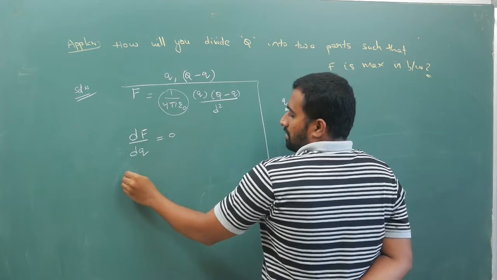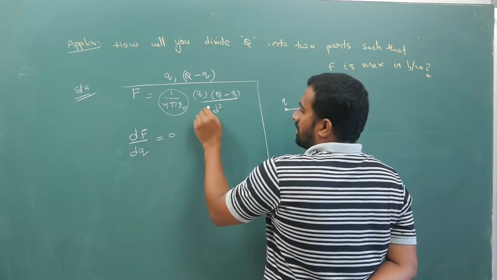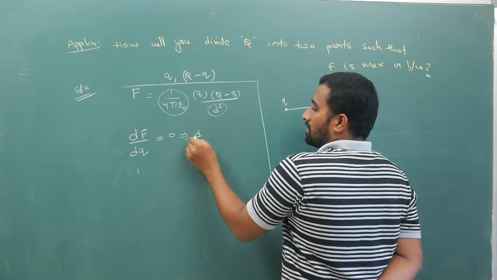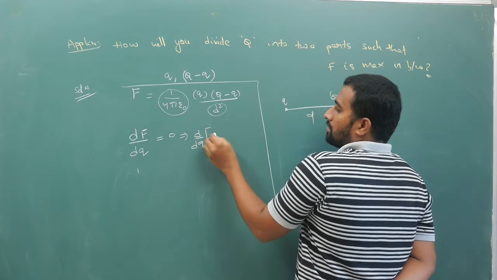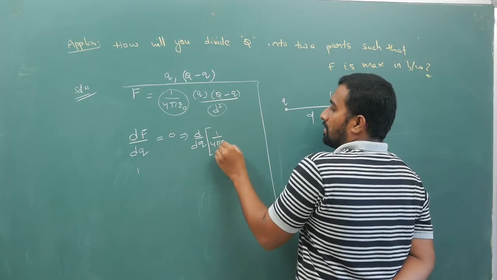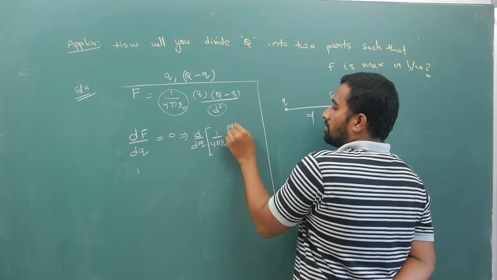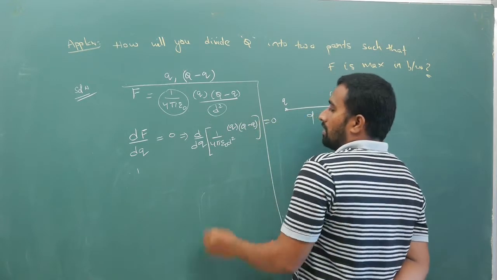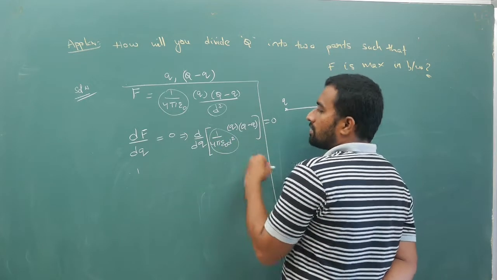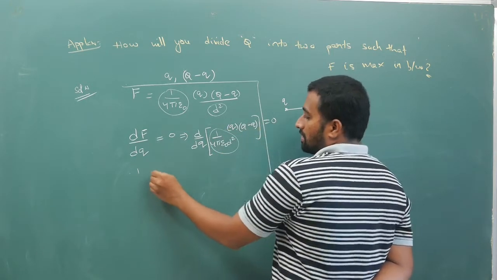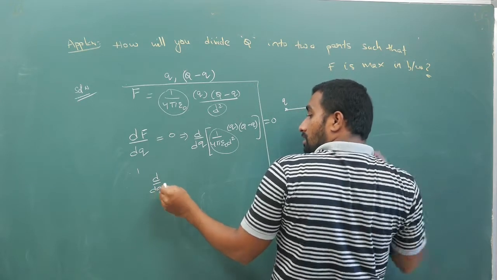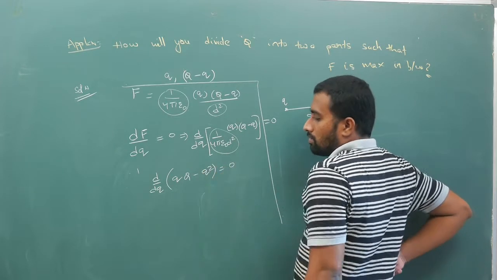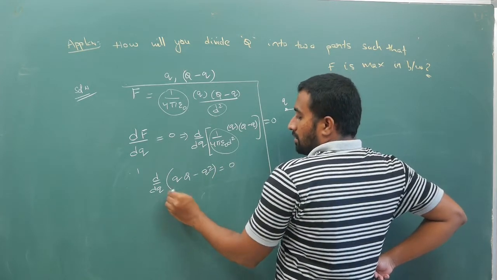So now whatever is constant, we will keep it aside. 1 by 4 pi epsilon naught d squared are constants. So according to that, d by dq of 1 by 4 pi epsilon naught d squared times small q into capital Q minus small q is equal to 0. Now if you remove this term and send it to the other side, constants can be taken out, so you are going to get d by dq of small q into capital Q minus q squared is equal to 0. So solving this, you will get capital Q is constant.